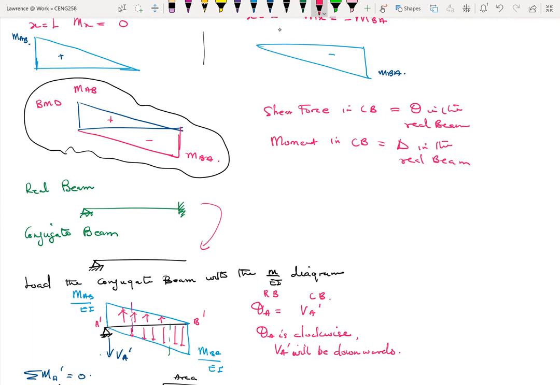Once we have the conjugate beam, we load it with our M over EI diagram. The M over EI diagram is simply the bending moment diagram divided by the flexural rigidity, the EI. The E is the Young's modulus, and the I is the moment of inertia. From your strength of materials class, you learned that the moment of inertia is the ability of the material to resist motion, mostly rotational motion.